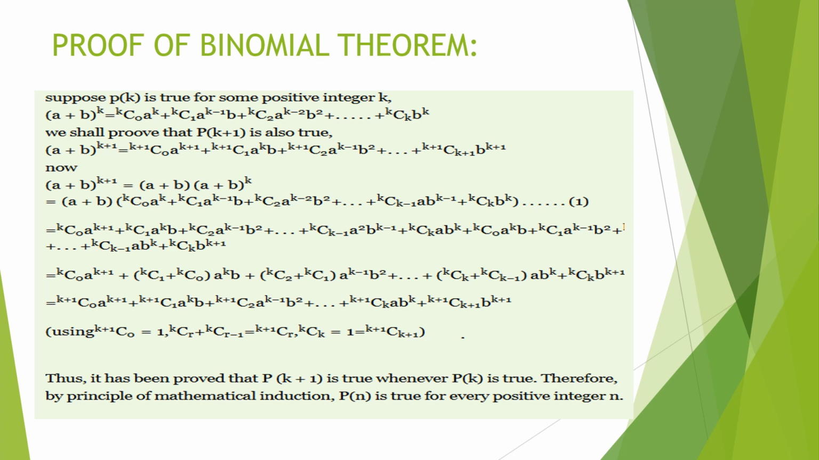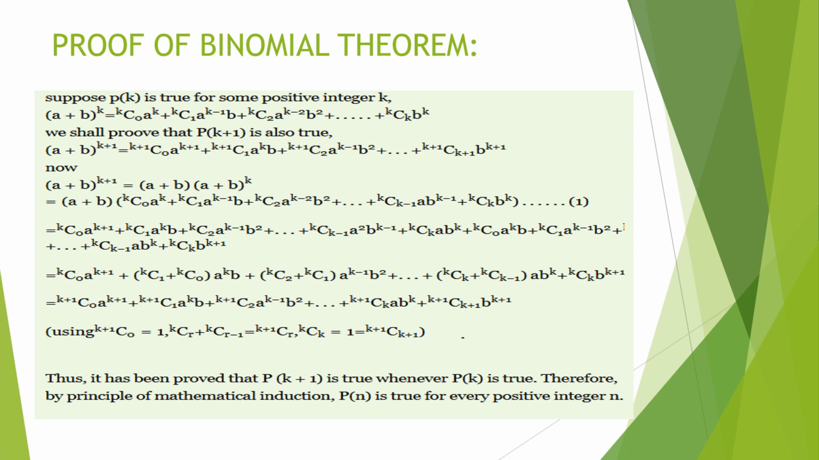Now (a + b)^(k+1), the left hand side, can also be written as (a + b) into (a + b)^k. So now we will use the assumption for (a + b)^k. So using that assumption, (a + b)^(k+1) we have written as shown in the statement. Now one by one just multiply a and b with the second part of the statement.